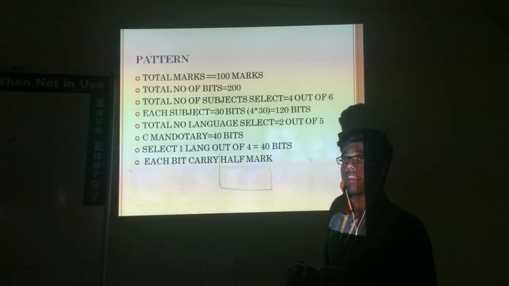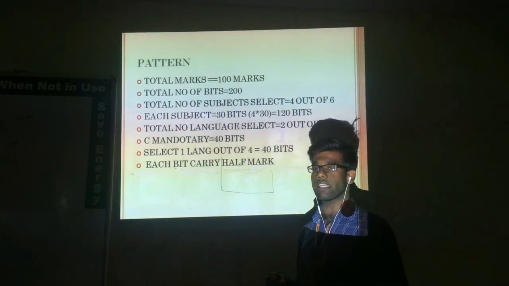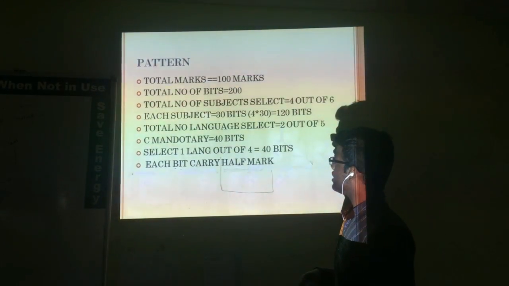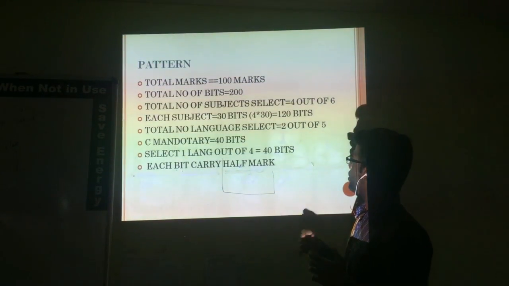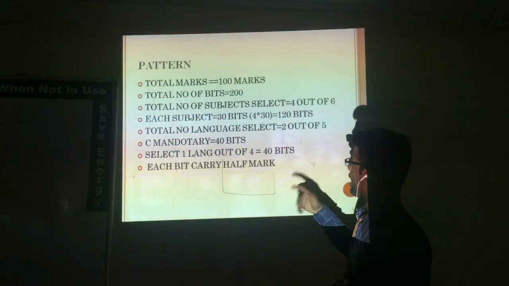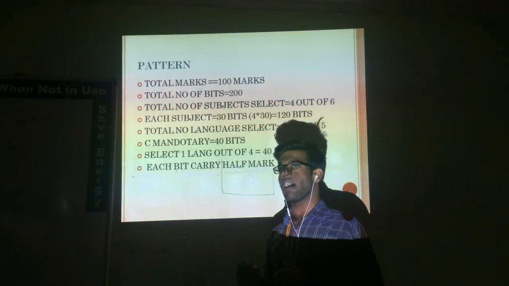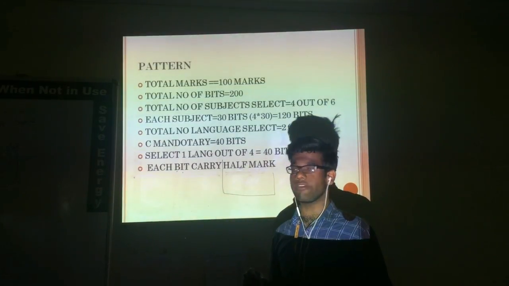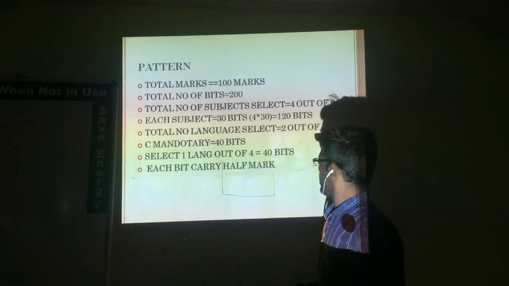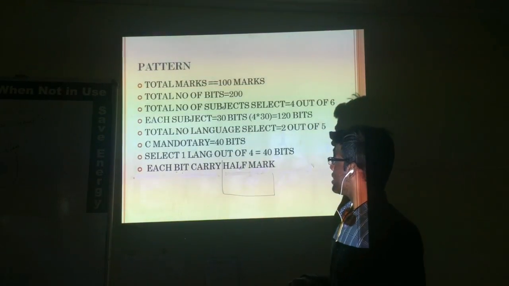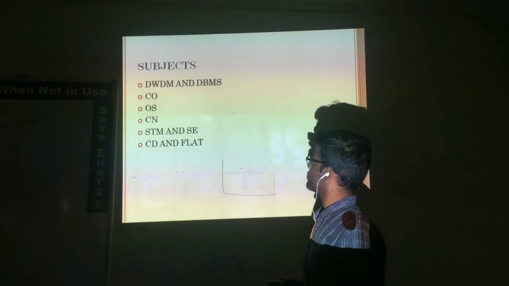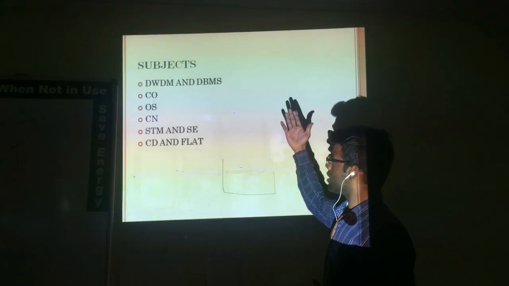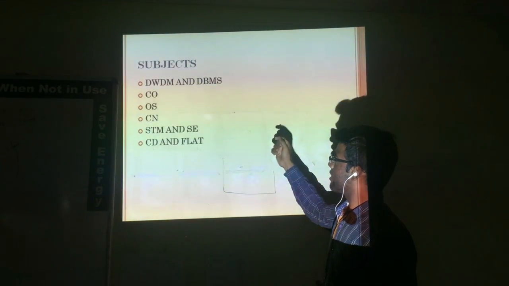We'll be having 6 subjects, out of which 4 have to be selected, and each subject has 30 bits, which totals to 120 bits, 4 into 30. And we have 5 languages, out of which we need to select one, and C is mandatory. It has 40 bits, and each bit carries half a mark. Next, the total number of subjects are these.